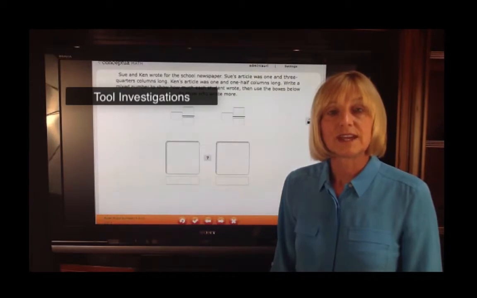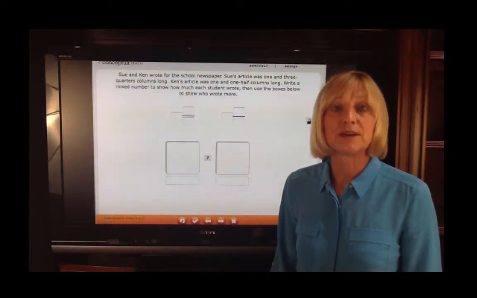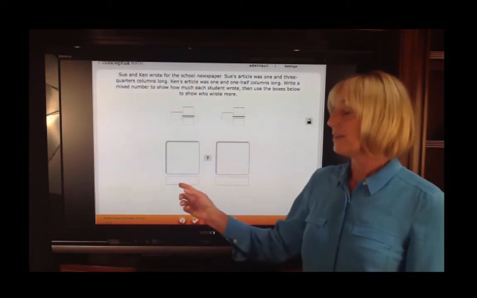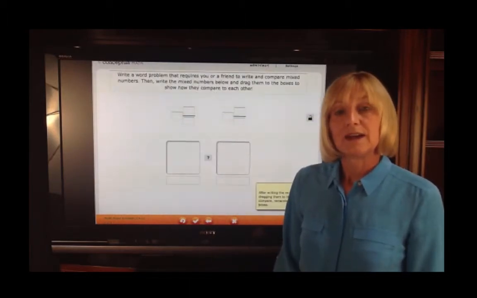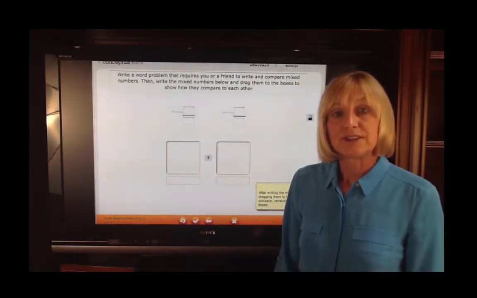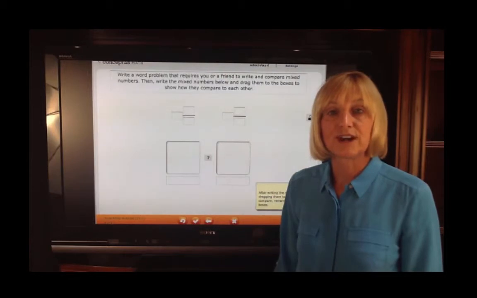This unit also contains tool investigations. There are 2 investigations. In this investigation, students start out with a word problem. They read the problem, write the fraction number, place the numbers in the bin, and they compare them. By the third example in this tool investigation, students are encouraged to write their own word problem, write the 2 fractional values, and compare them. In this case, they're working with mixed numbers.